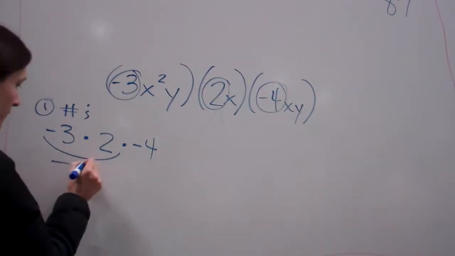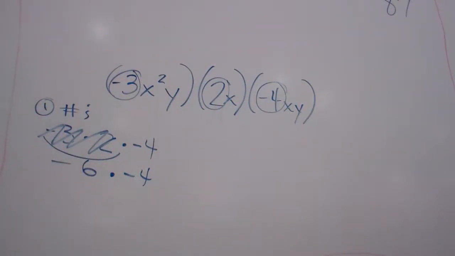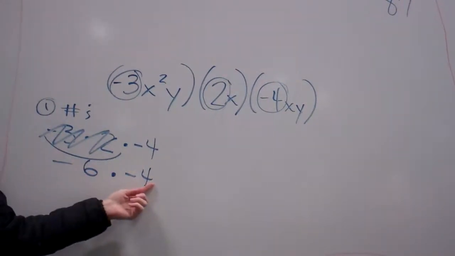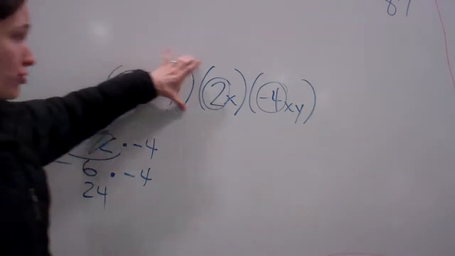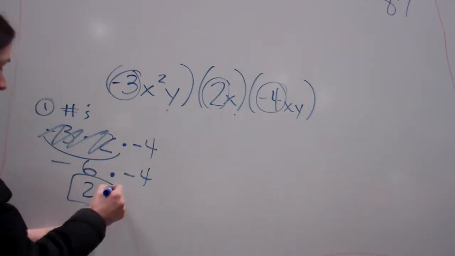Negative 6. And negative 6 times negative 4? Positive 24. Positive, because you have the same sign, so the answer is going to be positive. And 6 times 4 is 24. Okay, so far the answer to this problem is 24. That's all we've got so far, 24. That's part of my answer.